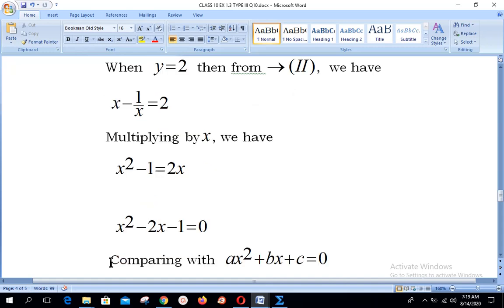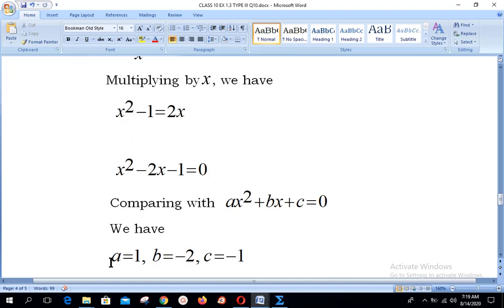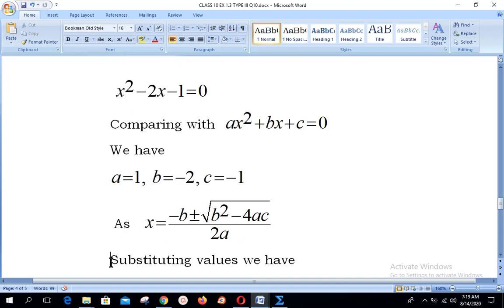For that, we compare it with the standard form, that is ax square plus bx plus c is equal to 0. Well clear, we have a is equal to 1, b is equal to minus 2 and c is equal to minus 1. Hope you all are understanding. You have already done quadratic equation and its standard form. As we know, the quadratic formula is x is equal to minus b plus minus the root of b square minus 4ac, whole divided by 2a.